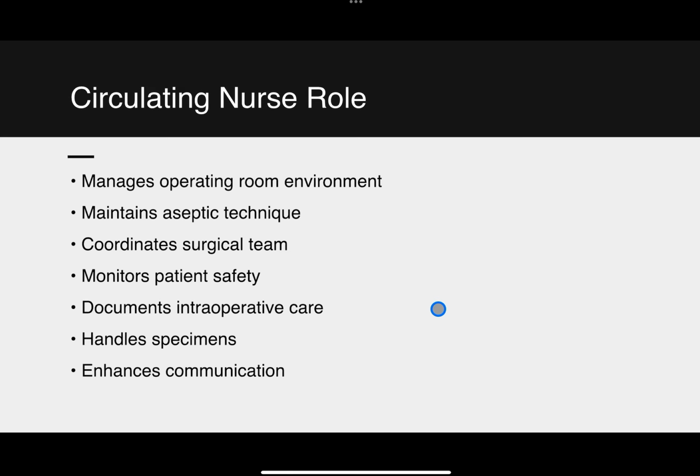The circulating nurse manages the operating room environment and coordinates intraoperative care. This role includes monitoring patient safety, maintaining aseptic practices, and ensuring necessary equipment is available. The circulating nurse also communicates with the surgical team and documents intraoperative events. Continuous assessment allows early identification of complications and promotes safe patient outcomes.